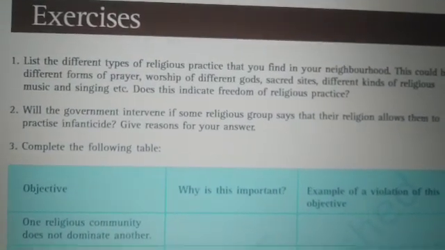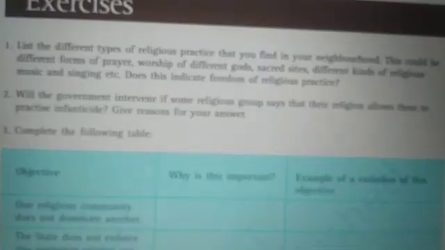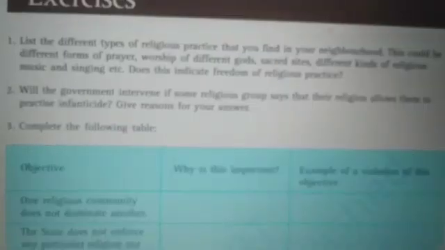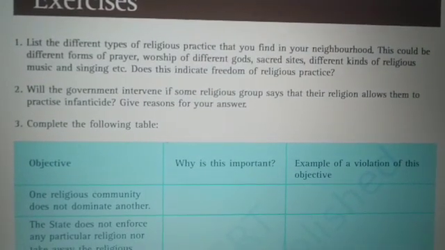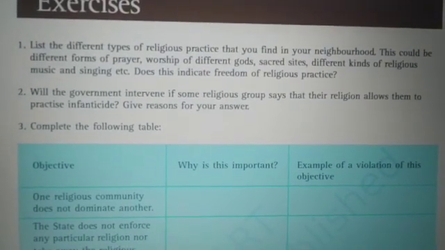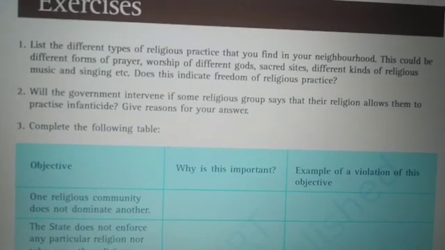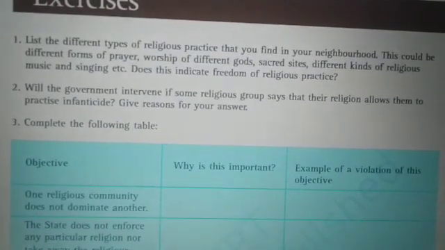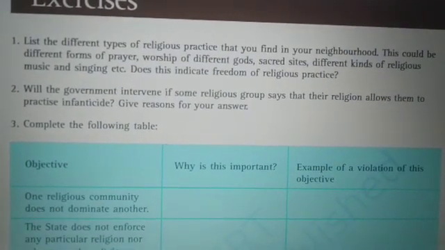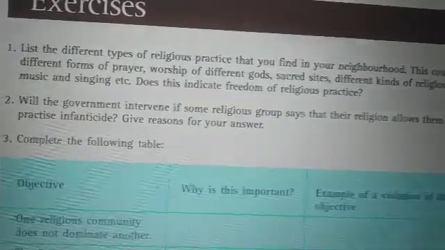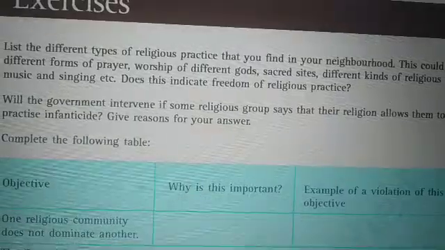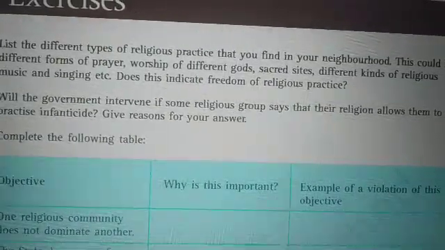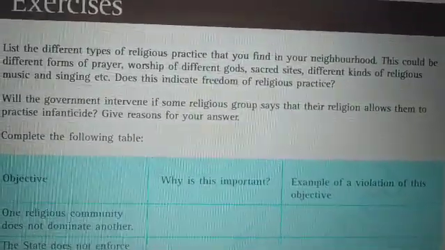Our next question is, will the government intervene if some religious group says that their religion allows them to practice infanticide? Give reason for your answer. So our answer would be, as you all know, our country is a democratic country, and in our democratic country our government provides us some fundamental rights.